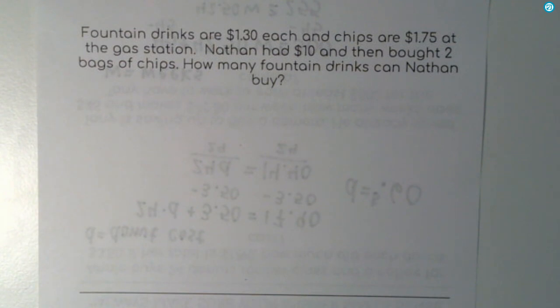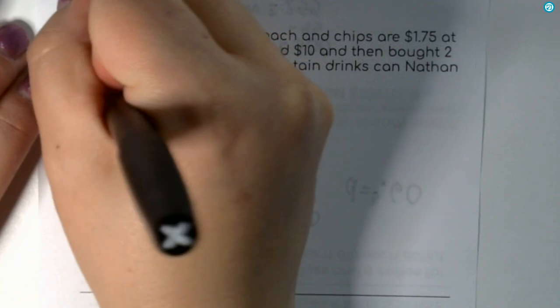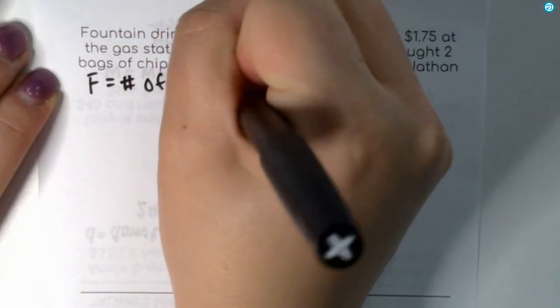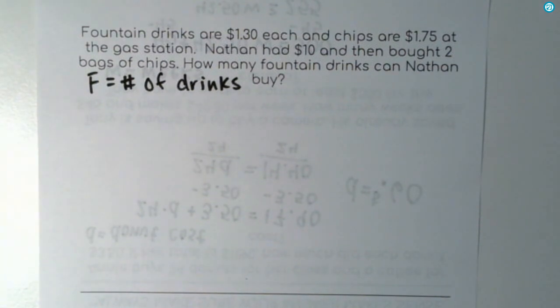Nathan had $10 and then bought 2 bags of chips. How many fountain drinks can Nathan buy? So first of all, what is the question we're trying to answer? How many fountain drinks? So I'm going to say F equals number of drinks. Okay, Seth is estimating 7 or 8. Let's see where we're at with that.